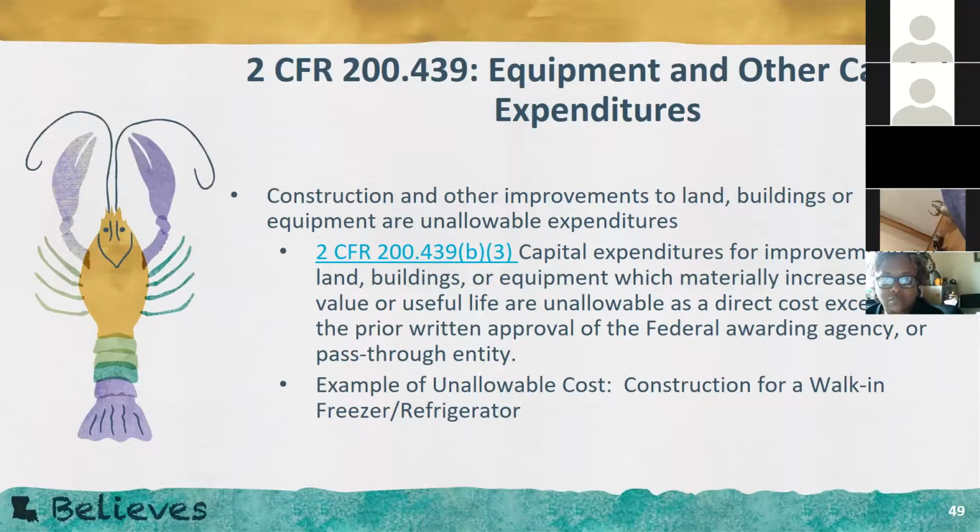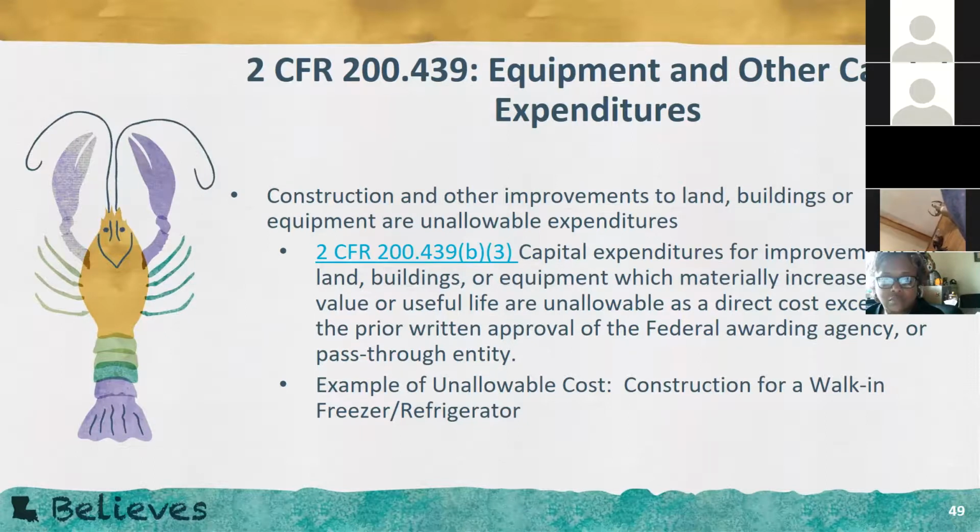2 CFR 200.439 emphasizes that construction and other improvements to land, buildings, or equipment is unallowable when applied as an expense to the CMP fund. When reviewing requirements for equipment pre-approval and completing the pre-approval form, keep in mind that under 2 CFR 200, construction and other improvements to land, buildings, or equipment are unallowable costs for the nonprofit child nutrition fund.